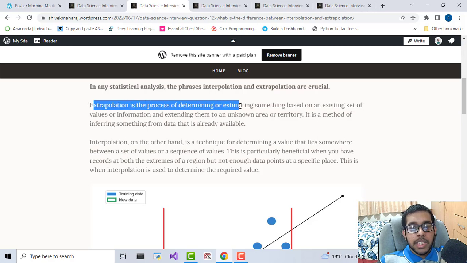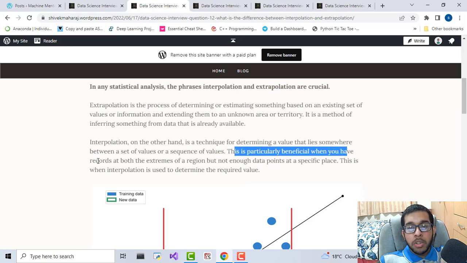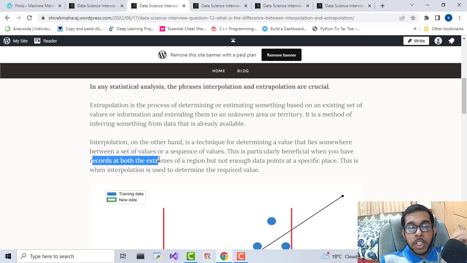Extrapolation is the process of determining or estimating something based on an existing set of values or information and extending them to an unknown area or territory. It is a method of inferring something from data that is already available. Interpolation, on the other hand, is a technique for determining a value that lies somewhere between a set of values or a sequence of values. This is particularly beneficial when you have records at both the extremes of a region, but not enough data points at a specific plane. This is when interpolation is used to determine the required value.